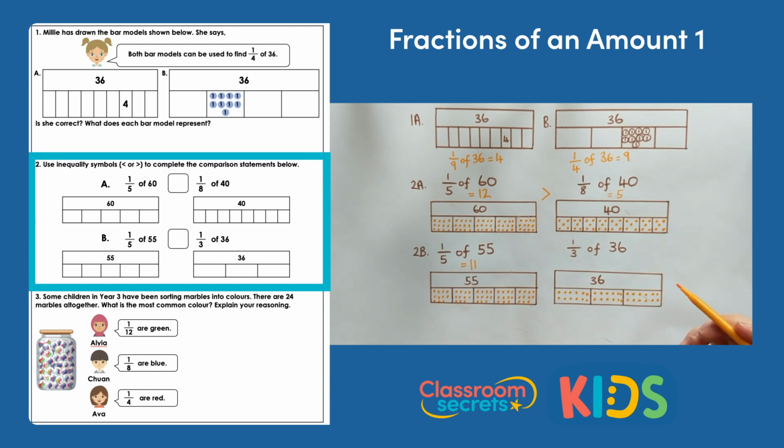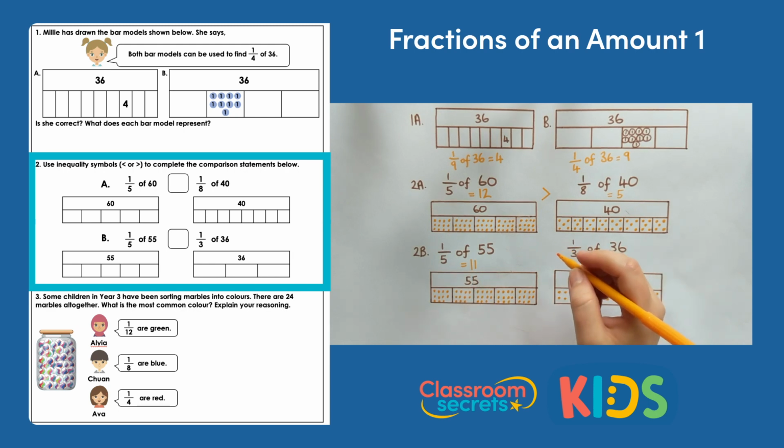There we go. So the number of dots in each group is 1, 2, 3, 4, 5, 6, 7, 8, 9, 10, 11, 12. So now I look at my numbers again and I can see that 11 is smaller than 12. So my inequality symbol would this time point this way.